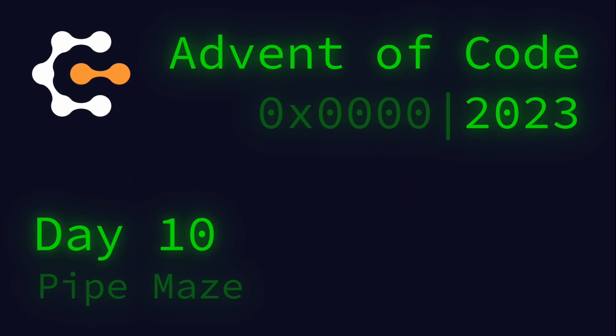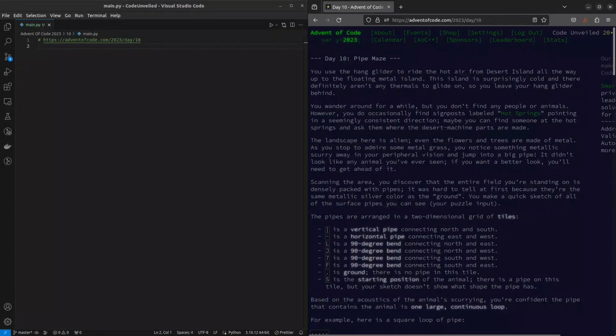Today we are exploring Advent of Code 2023, Day 10, Pipe Maze. I'm going to show you 60 lines of code which solve it in 70 milliseconds. Let's dive in. We are given a two-dimensional grid of tiles.